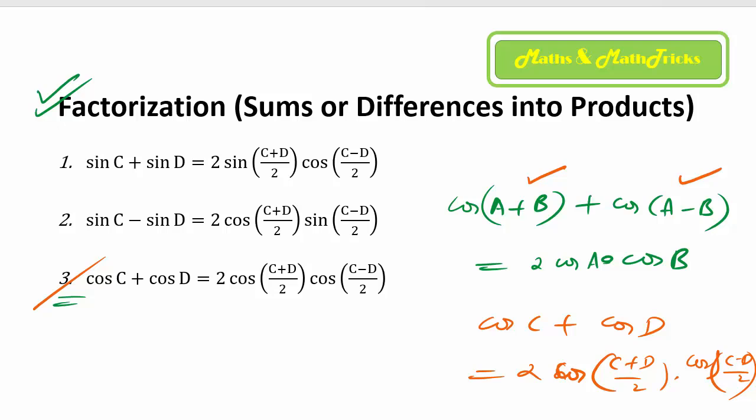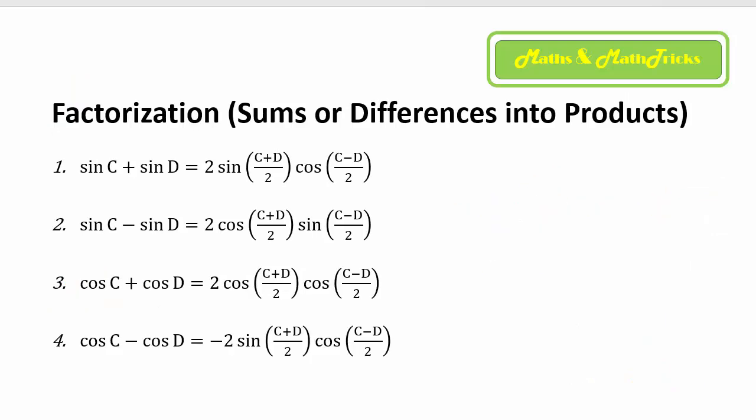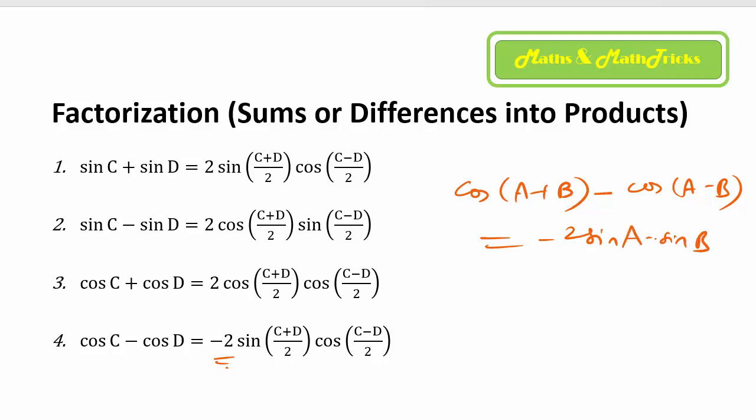And the same for cos C minus cos D, what does it result in? Minus 2 sine, because you know here the order is maintained, cos of A plus B minus cos of A minus B. You will get minus 2 times sine A into sine B, and here you are replacing A by C plus D by 2 and B by C minus D by 2, and there you go with formula number 4.